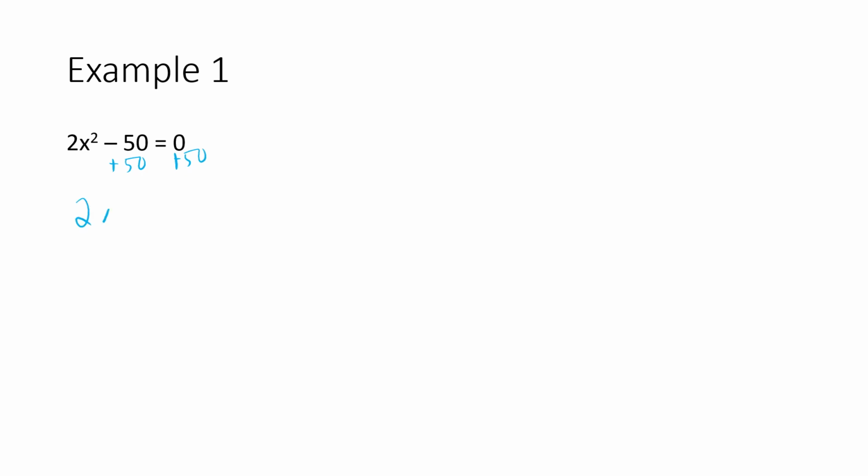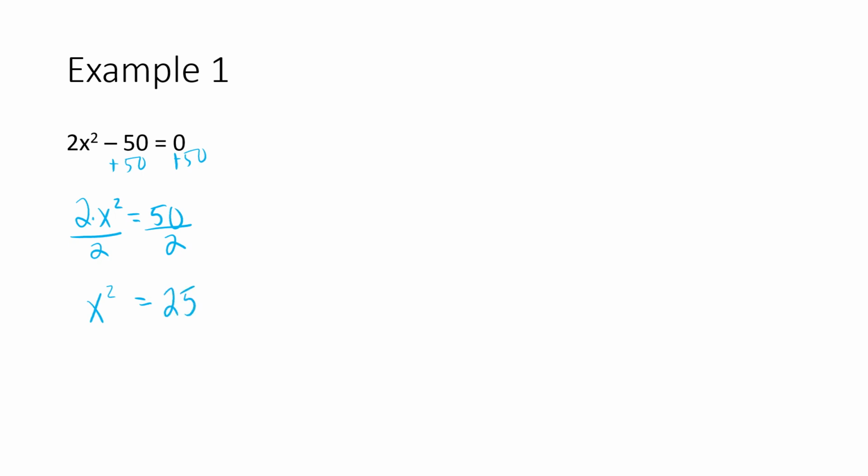So I end up with 2x squared. Negative 50 plus 50 is 0, and 0 plus 50 is 50. And this, of course, is multiplication, so we'll divide both sides by 2. 2 divided by 2 is 1, so that would be 1x squared. 50 divided by 2 is 25.